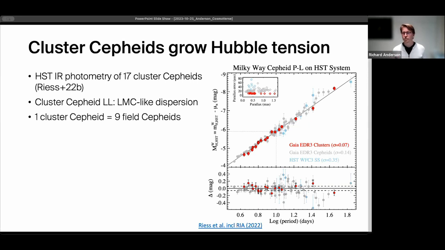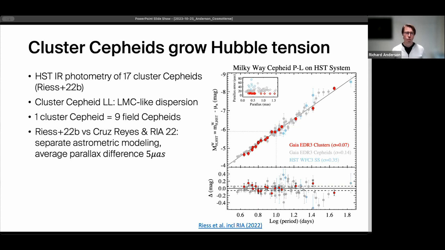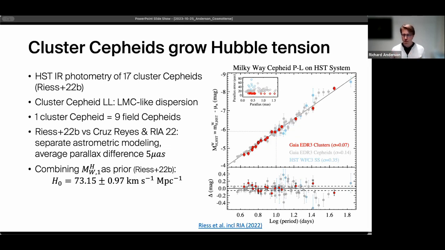And because of the small uncertainties on the parallaxes, we basically have the same weight for one cluster Cepheid as would otherwise be contributed by 9 field Cepheids. And one thing I'd like to just point out is that the astrometric analysis of the clusters in Riess et al. was done by a different team and using different stars compared to what Mauricio and I did. And so we get very similar results, but there is an average parallax difference of 5 microarcseconds. But just to show that two different teams doing the same analysis come to comparable conclusions.